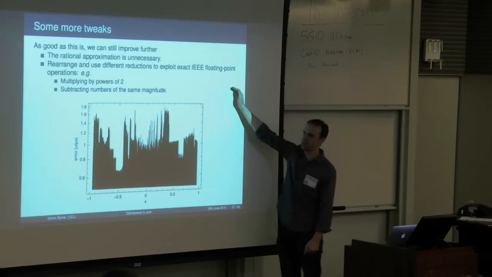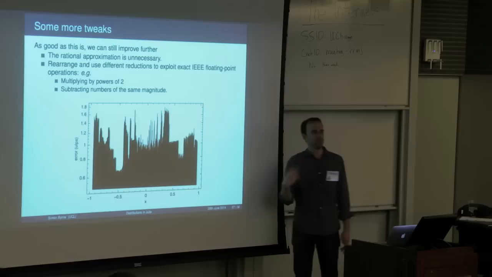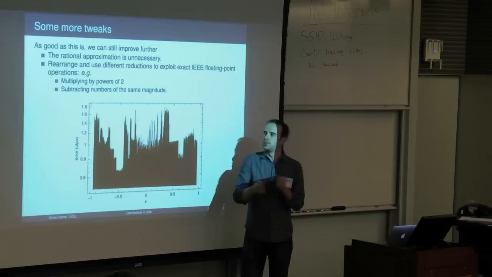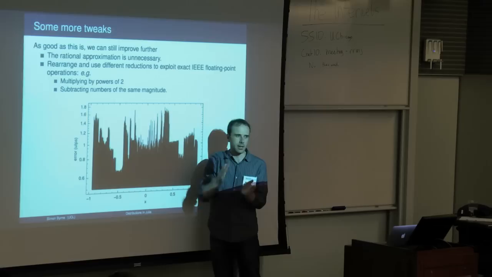Also, we can exploit all these exact floating point operations. There's a couple of these. The standard one, if you look through the Goldberg paper, what every computer scientist should know, they mention that if you subtract two numbers within a factor of two of each other, then you get an exact operation. They don't have to have the same exponent. They just have to be within that factor of two.